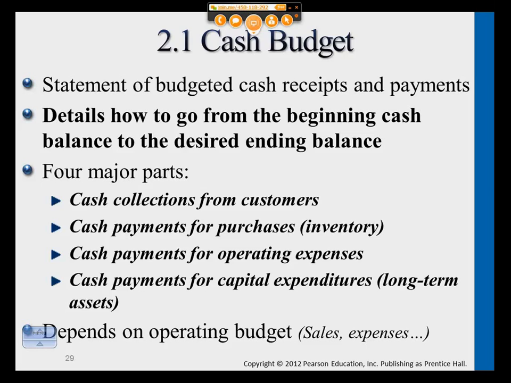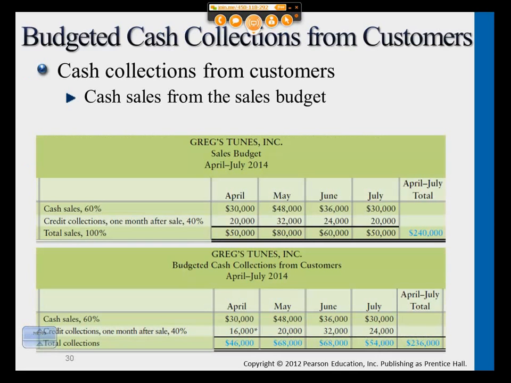All right, so all of our cash collections and payments always depend on revenues and expenses, right? So it's based on our operating budget. Let's see what is this cash collection from customers. All right, so we have 2 sources here. It's our cash sales and the collections of accounts receivable. Okay? So that's our sales. So let's look at the 2 examples here. Sales budget and budgeted cash collection from customers.